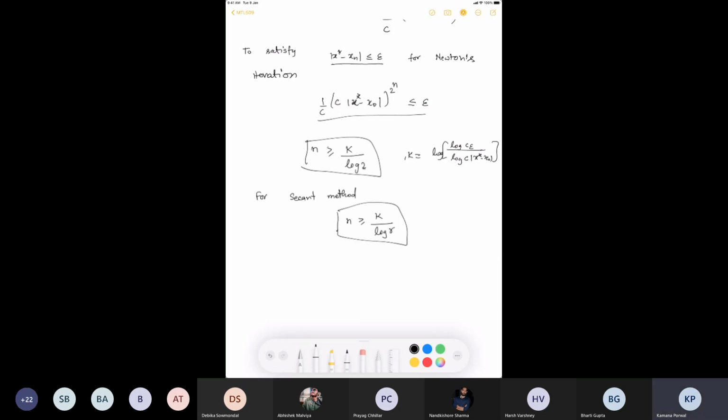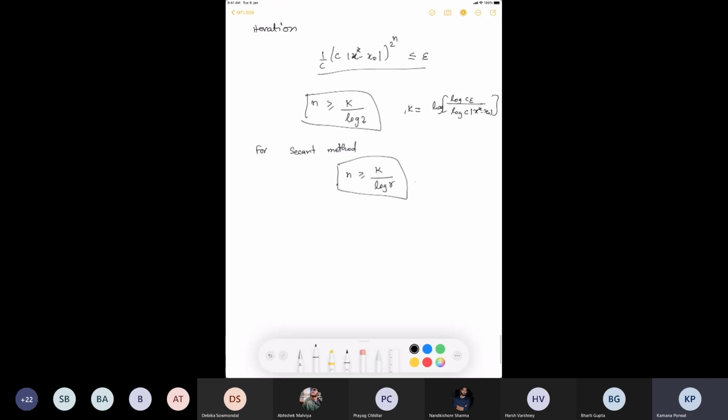Okay, and the factor k will remain the same. So this gives you the idea of how many total iterations one is going to need to reach the given tolerance epsilon. And you can use this to get an idea about the time cost, that is, under what conditions the secant method will behave better than Newton's method.